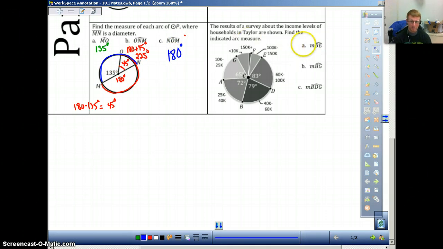Okay, so for the second example, I'll do the first one with you, and then I want you to do the second two on your own. So it wants the measure of arc BE. The results of a survey about the income levels of the households of Taylor are shown below. Find the indicated arc measures. So this first one wants BE, so it wants from B all the way to E. And remember, the interior angles equal the measure of the arcs. So if I want from B to E, I'm just going to add these two up. So it's just going to be 79 degrees plus 83 degrees, and that is equal to 162 degrees.